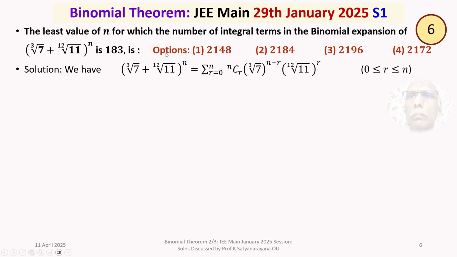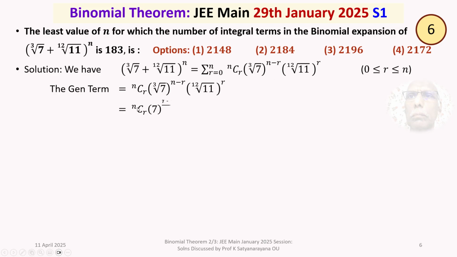We have the cube root of 7 plus 12th root of 11, whole to the power of n. Write it down using the binomial theorem. That is sigma r equals 0 to n, nCr into cube root of 7 to the power of n minus r multiplied by 12th root of 11 to the power of r, where 0 less than or equal to r less than or equal to n. The general term is nCr into cube root of 7 to the power of n minus r multiplied by 12th root of 11 to the power of r.